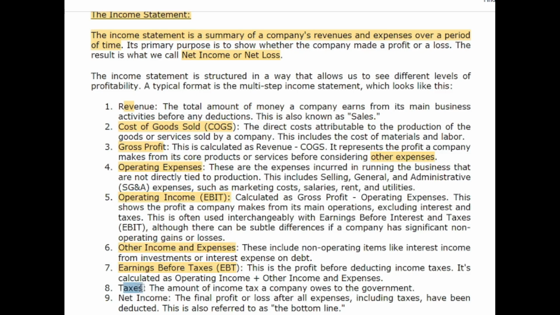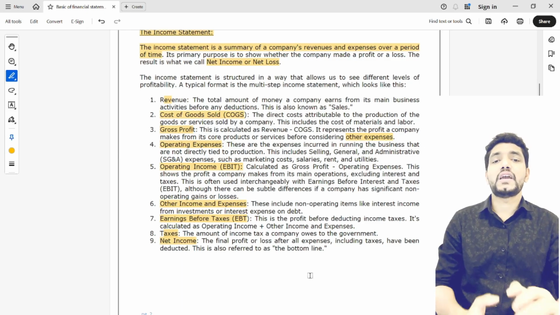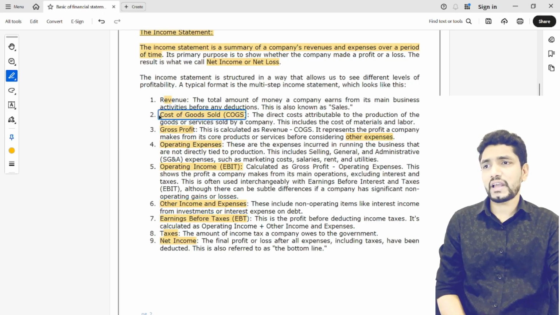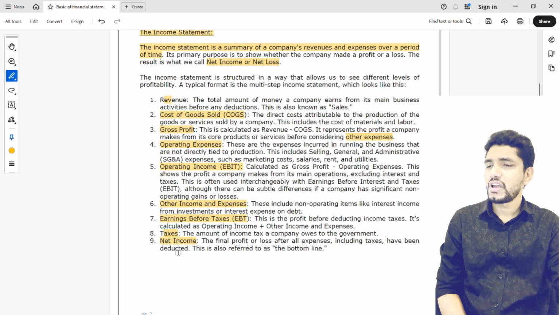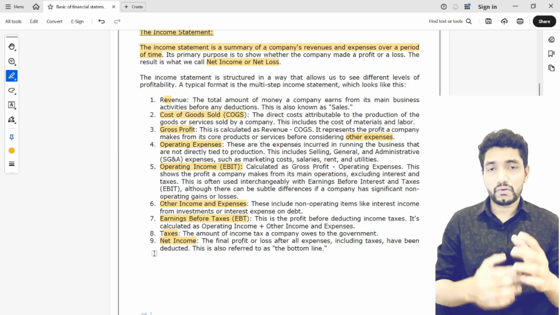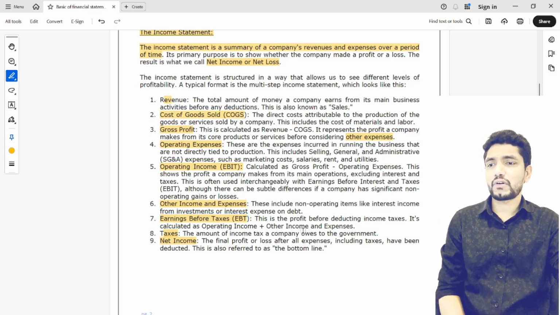The next part is taxes. Once you reduce the tax from the EBT, earnings before tax, you will get the net profit or net income, which is the bottom line of any income statement. That means to calculate the net income, we have to adjust everything: cost of goods sold, operating expenses, other income and expenses, and tax. This is also referred to as the bottom line of the income statement.